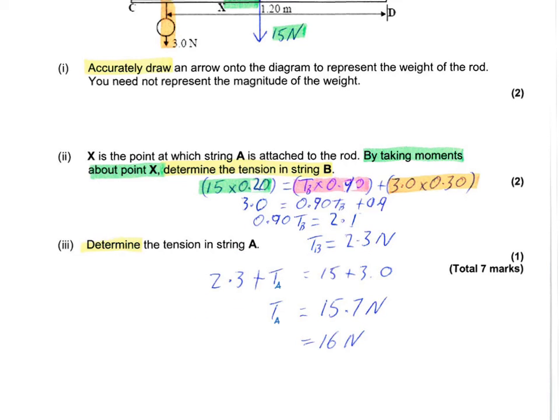2.3, which was TB we've just worked out, plus TA, the sum of the upward forces, is equal to the sum of the weights, the sum of the downward forces, and that gives me 18, take 2.3, 15.7. To the nearest newton, to two significant figures, the relevant thing here is 16 newtons. So that's the mechanics homework booklet question 10.